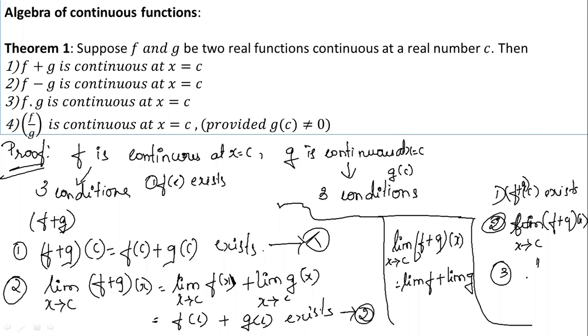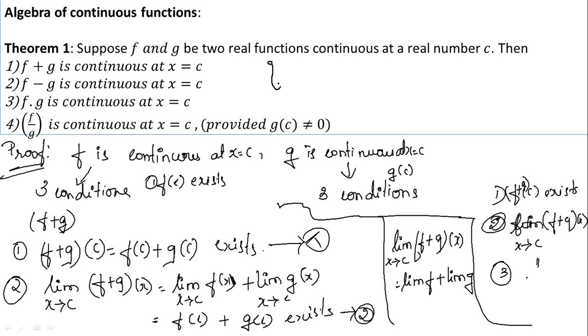So from 1 and 2, what can you conclude, students? Are both equal? Yes, both are equal. If both are equal, what does that mean? f plus g is continuous. Good. If both are equal, that means the given function is continuous. Here the given function is f plus g. So f plus g is continuous.